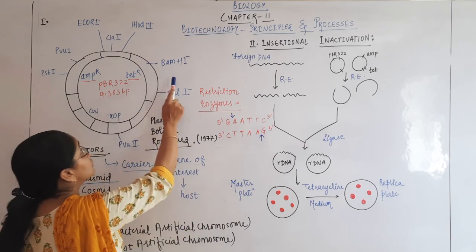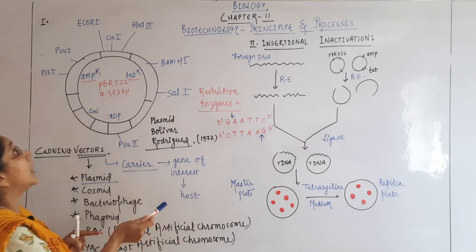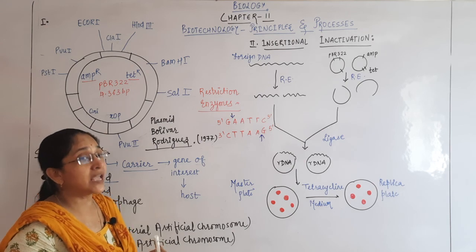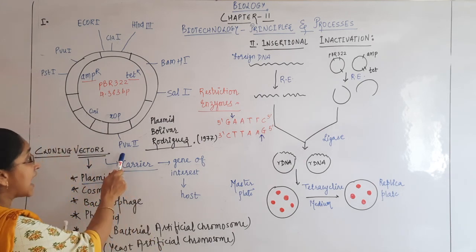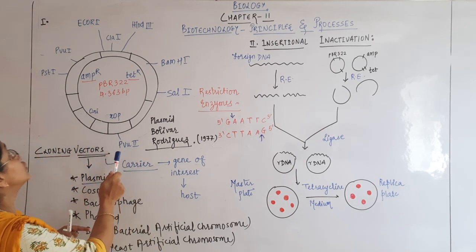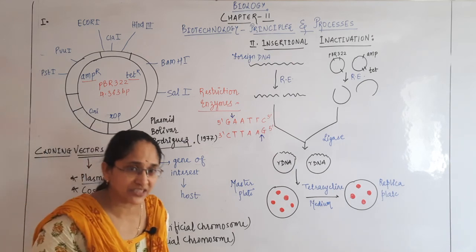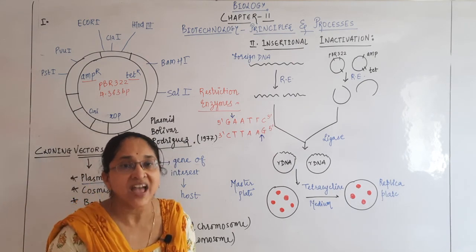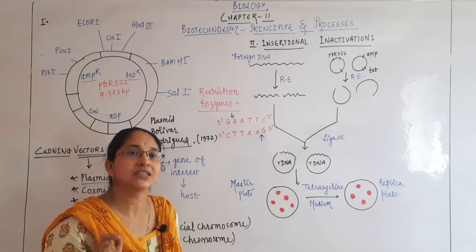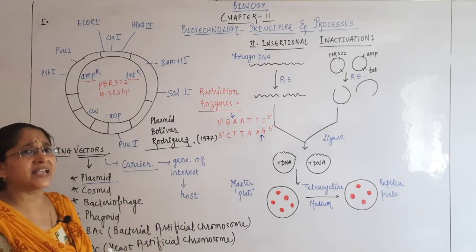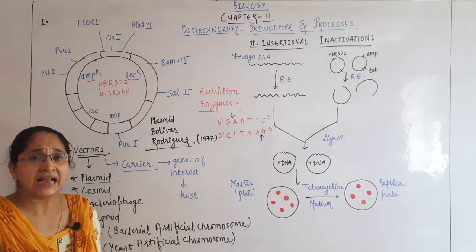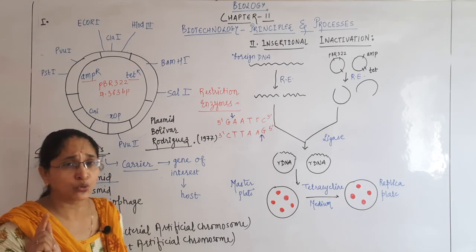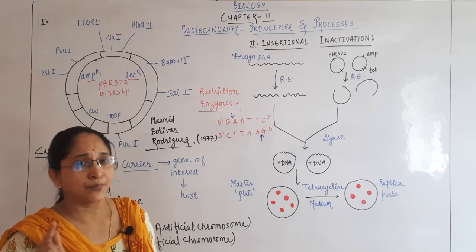When we talk about BamH1, SalI, HindIII, that stands for Haemophilus influenzae. We also have PvuI, PvuII, PstI. So these are the restriction enzymes which cleave at a specific restriction site. Now why are they utilized over here? Because they act as molecular scissors. They help to cleave the DNA at a particular site.